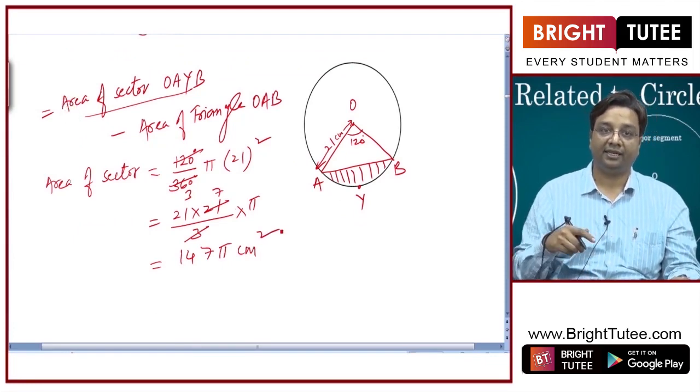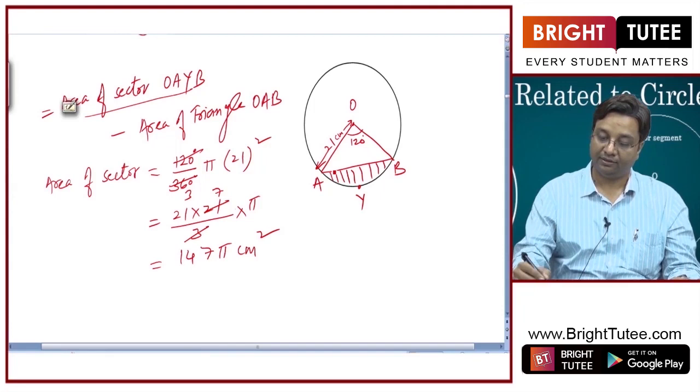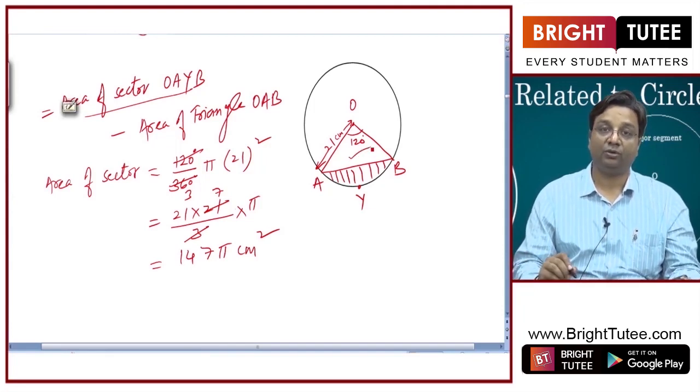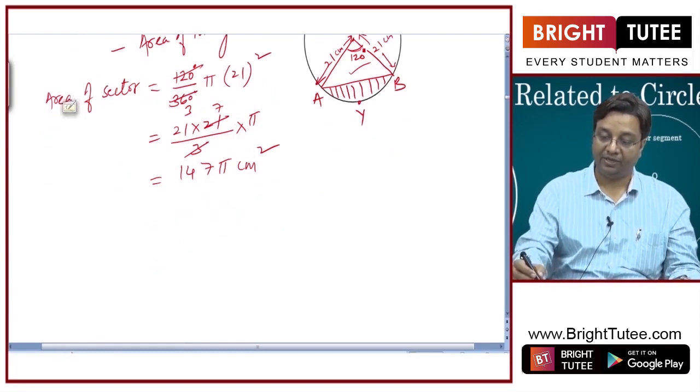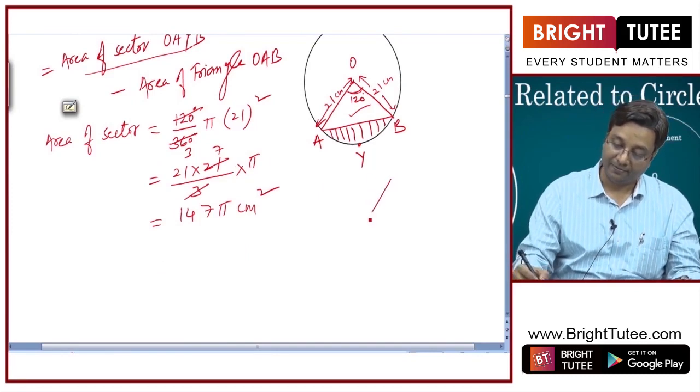So this is the area of sector OAYB. Now I need the area of this triangle OAB. Now as discussed in the introduction part, this angle is 120 degrees and this triangle is an isosceles triangle, right? So let me recreate this triangle here.